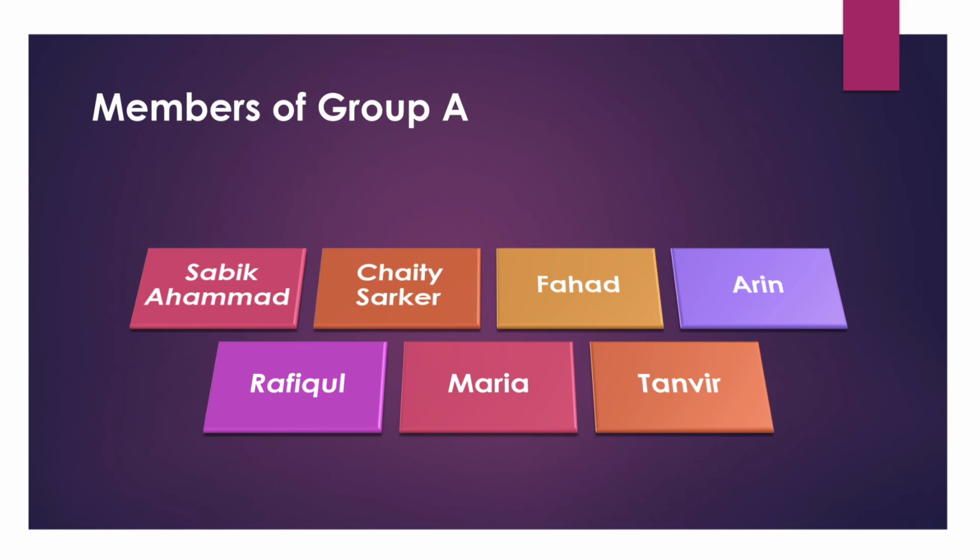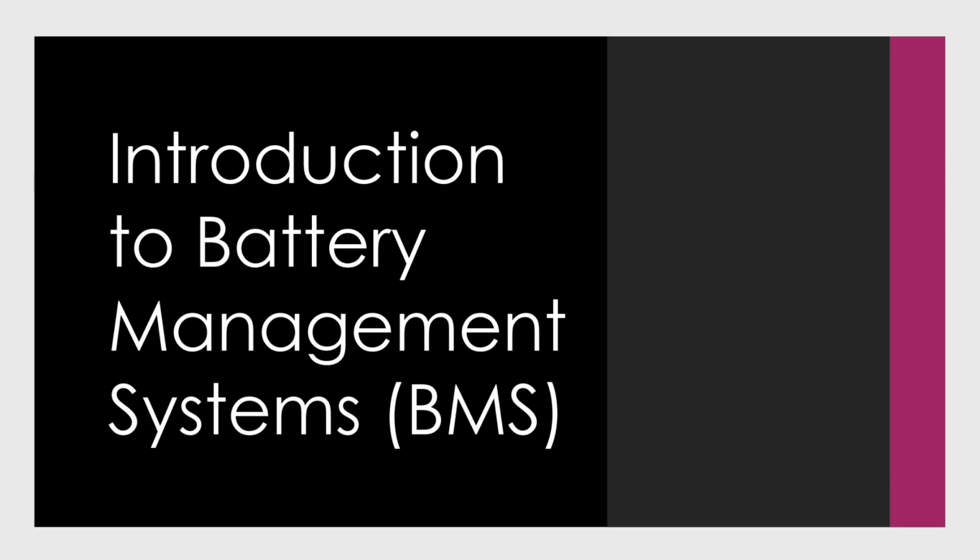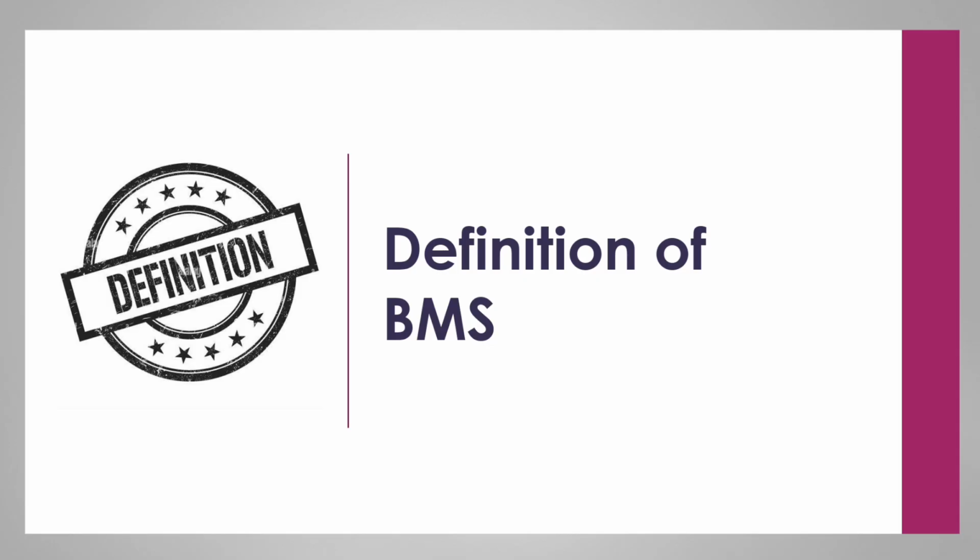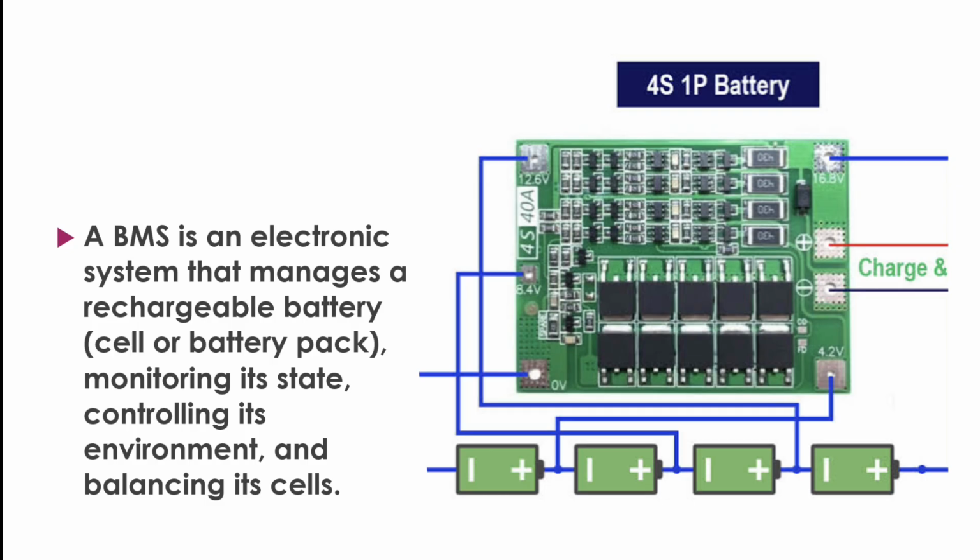Now let's talk about the Introduction to Battery Management System BMS. Definition of BMS: A BMS is an electronic system that manages a rechargeable battery cell or battery pack, monitoring its state, controlling its environment, and balancing its cells. Here is a simple circuit of BMS.